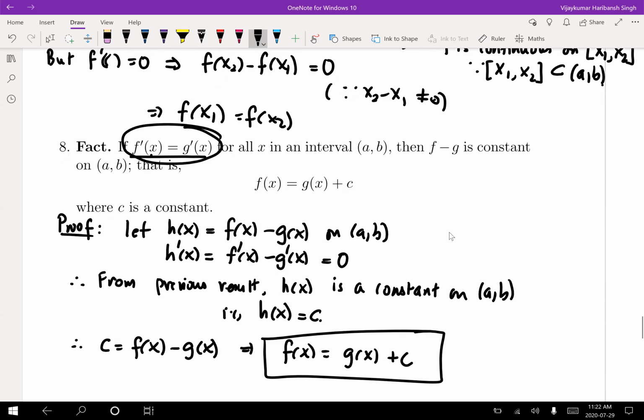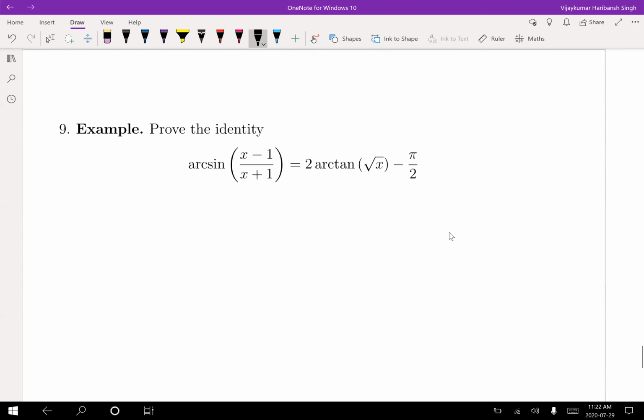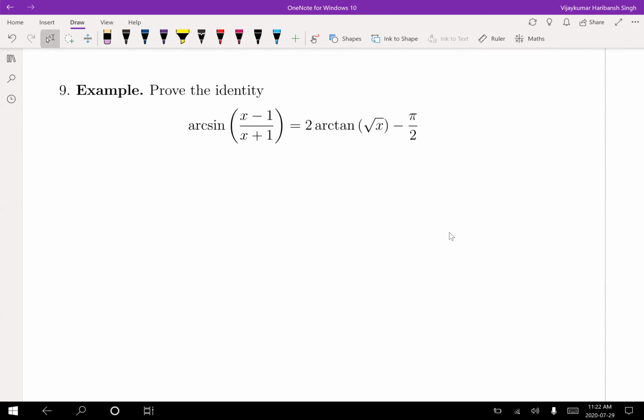Yeah. So now we can use the following fact to prove the following identity. So prove the identity that arc sine of this is equal to arc tan of this minus pi by 2.